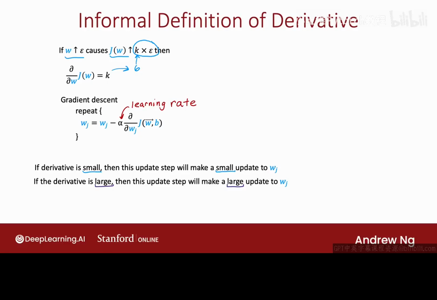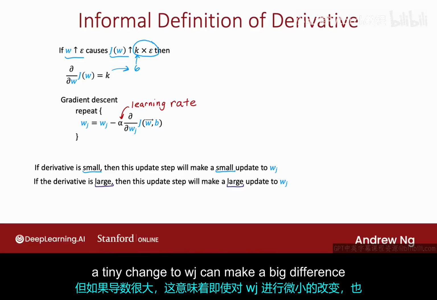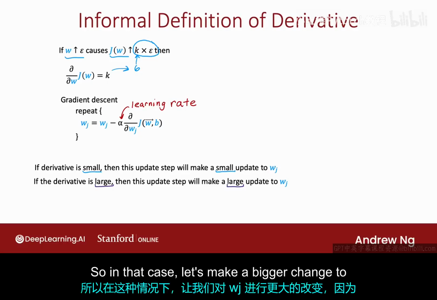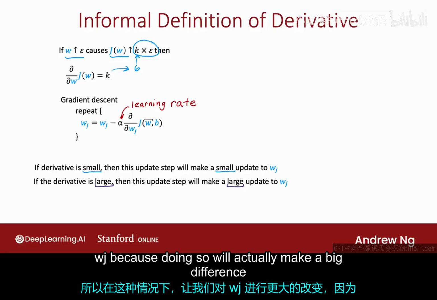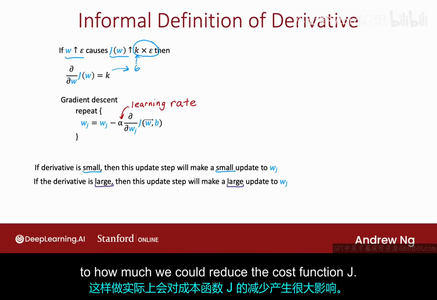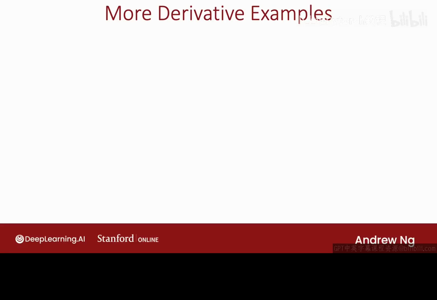to wj. But if the derivative is large, that means that even a tiny change to wj can make a big difference in how much you can change or decrease the cost function J of w. So in that case, let's make a bigger change to wj, because doing so will actually make a big difference to how much we could reduce the cost function J. Let's take a look at a few more examples of derivatives.